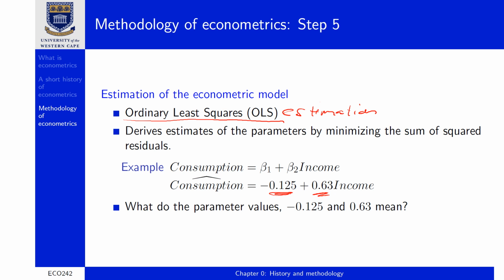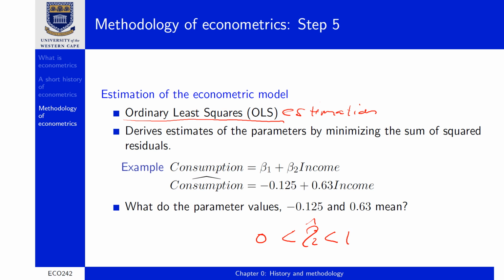And what do we see? Well, our initial hypothesis that beta 2 lies between 0 and 1 seems to be confirmed by this model because we obtain a value of 0.63. Now, how do we interpret these two numbers? Well, let's start with the slope value of 0.63. What this tells us is that for a 1 rand increase in income, we can expect to see a 63-cent increase in consumption on average.